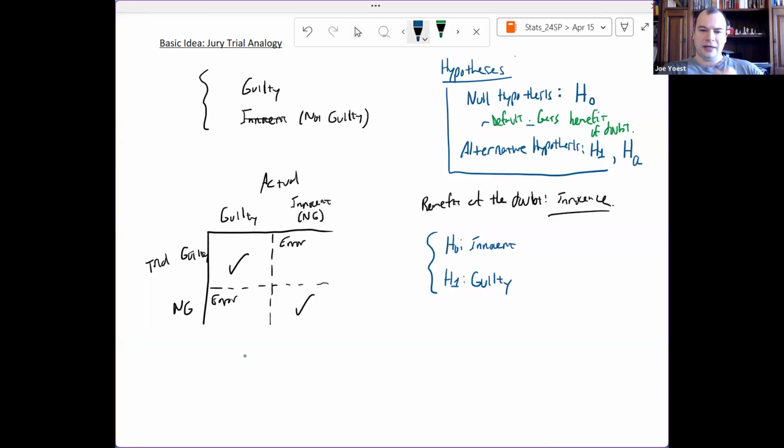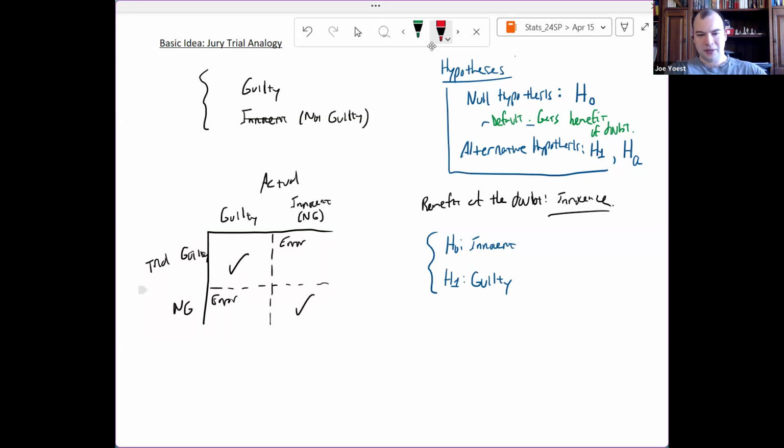Okay, so if I look back over here at my chart, if I call a truly guilty person guilty, that's a success of the trial. If I call a truly innocent person not guilty in the trial, that's a success of the trial. Sometimes there will be a truly guilty person who we call not guilty. Maybe there is a bit of evidence that they're guilty, but not enough to overturn that very high bar.